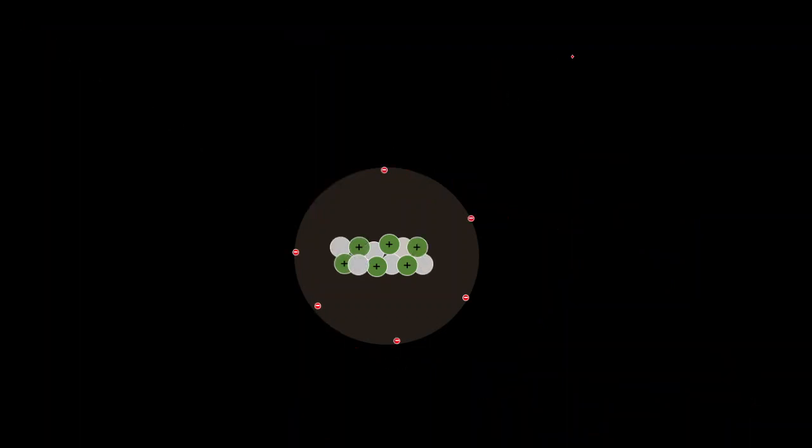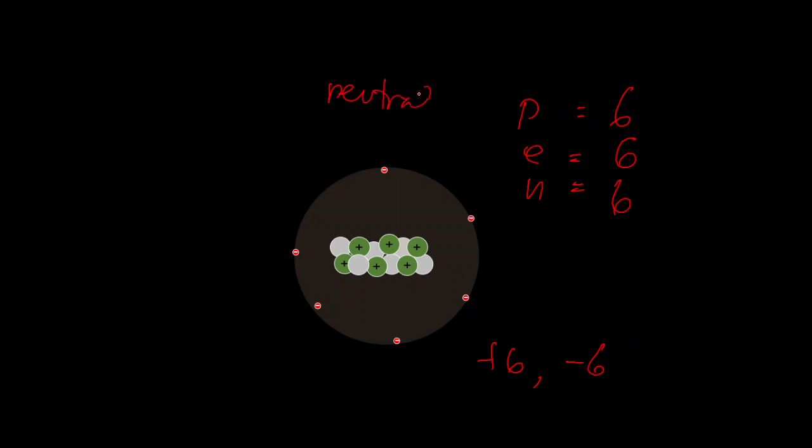Let's go to another atom. Protons: 1, 2, 3, 4, 5, 6. Electrons: 1, 2, 3, 4, 5, 6. Neutrons: 1, 2, 3, 4, 5, 6. Here we have positive 6 because there are 6 protons and 6 electrons. So right now this atom is still neutral. So this is still an atom.